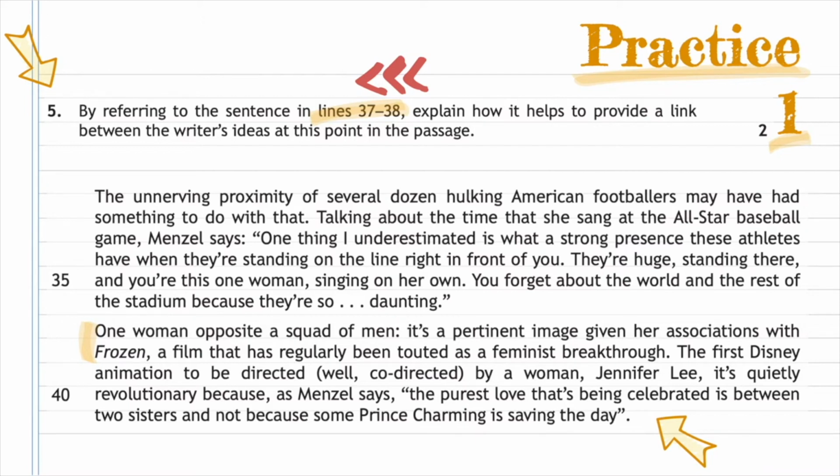So what we do is underline or circle that, and then look for a part in the passage that has a direct link. I have underlined hulking American football players because it makes sense, a squad of football players. Then I need to find the link forward. I found it. After the colon, it's talking about a feminist breakthrough, Frozen being a feminist breakthrough.